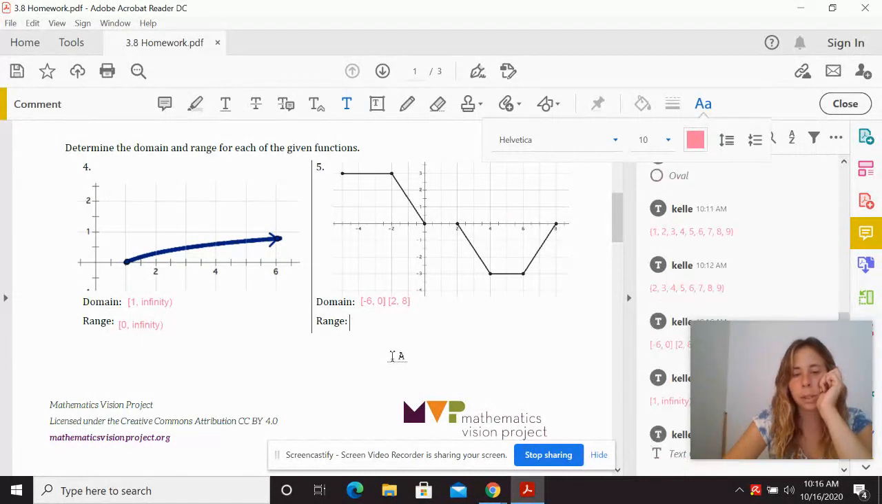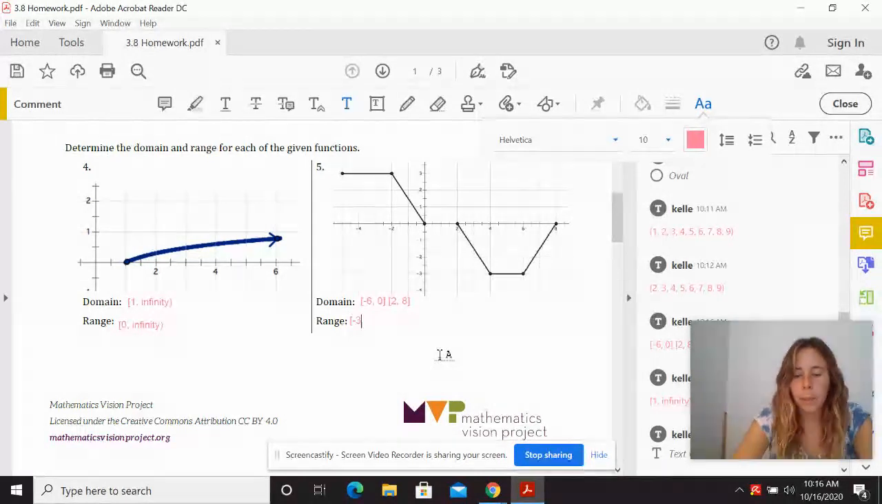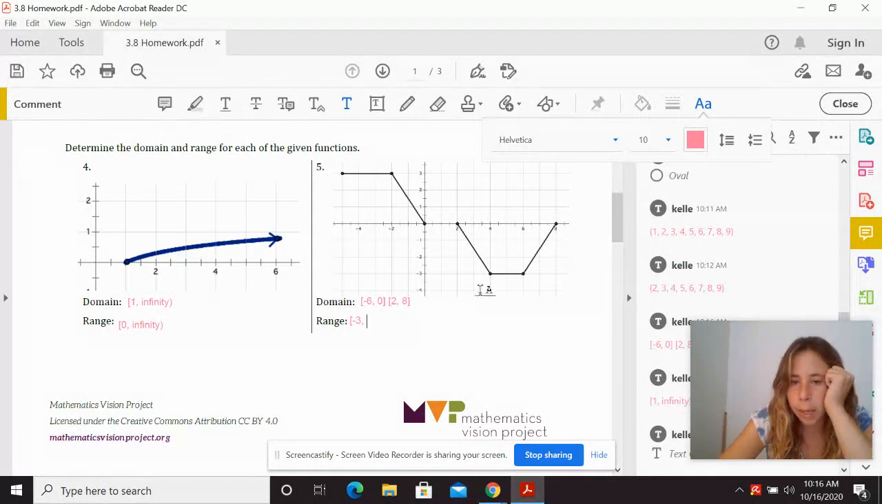Range. Oh, range. Okay, y values. So lowest, remember, go low to high. So now we're looking low to high. What's my lowest y value? -3. Okay. Now we're going up. So -3, and I have a continuous line. Everything's covered up until y equals 0.